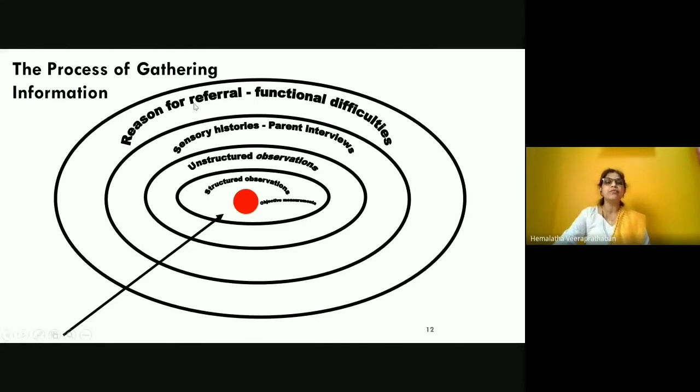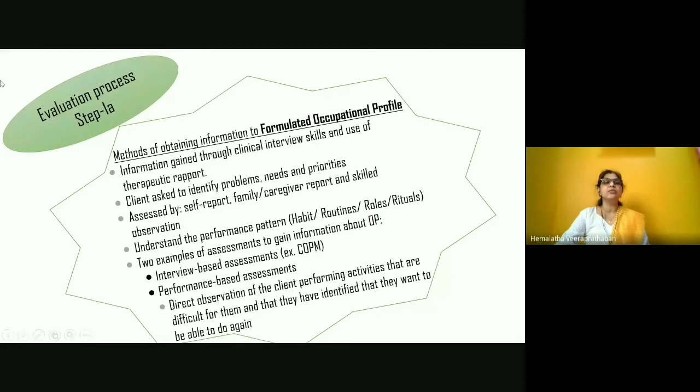Once we receive the referrals from the rehabilitation team members, occupational therapy really focuses on understanding the functional difficulties of the family members and the client. So we really need to help the client understand what the role of OT is and how OTs can help. This is the first and foremost step. Then we go on interviewing the parents about the sensory history and occupational history, etc. Our interview and assessment process can begin with unstructured and structured observations. In the evaluation process, step one is formulating an occupational profile.